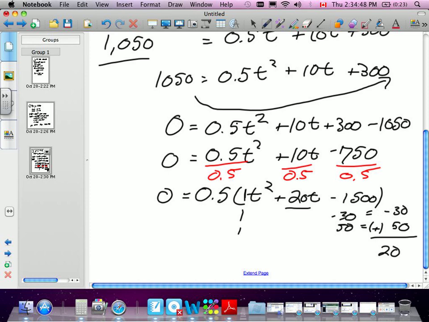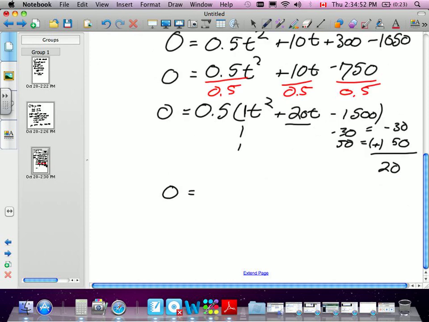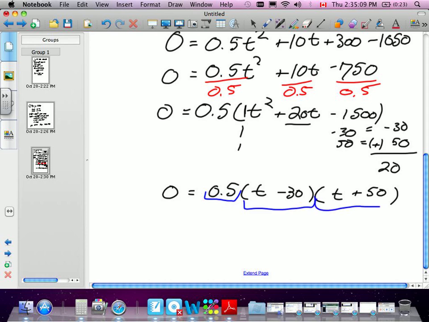So our factored form, we have 0 is equal to 0.5, t in one, t in the other. It's the same as factoring. In one of them we have negative 30, and in one of them we have positive 50. This is a single term, and this is a single term. I need to set my two bracket terms equal to 0. Because this doesn't have a variable attached to it, essentially it drops off. We can cancel it out.